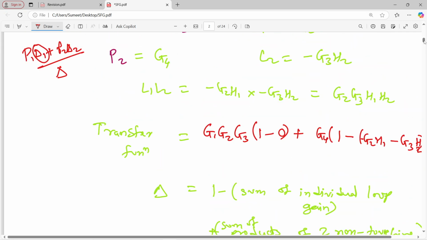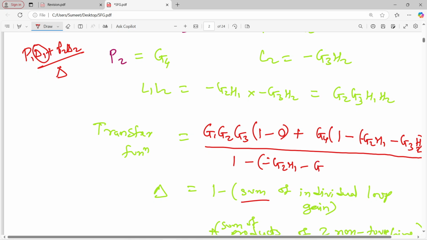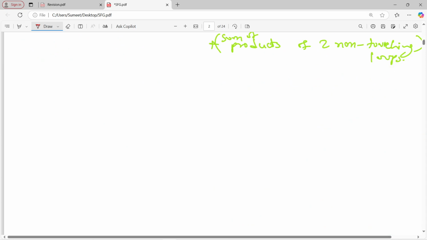So P1 delta 1 plus P2 delta 2 is done, upon delta. Delta value is 1 minus the sum of individual loop gains. What is the formula of delta? The sum of individual loop gains. Individual loops are L1, L2, which is nothing but minus G2 H1 minus G3 H2, plus the product of two non-touching loops. So this is the product of two non-touching loops: G2 G3 H1 H2.